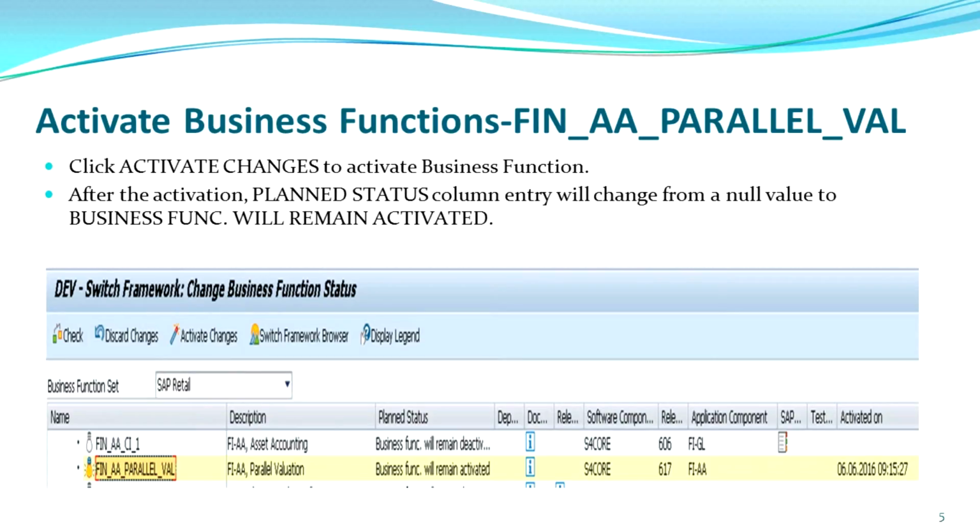Activation of parallel valuation business functions. When you activate the changes here by clicking activate changes, if the planned status is null, it will be changed to business functions will remain activated. As this is already activated on 6 June 2016, that's why it is showing here business function will remain activated. Otherwise there will be a null value here and you have to click activate changes, then it will be changed to business function will remain activated.